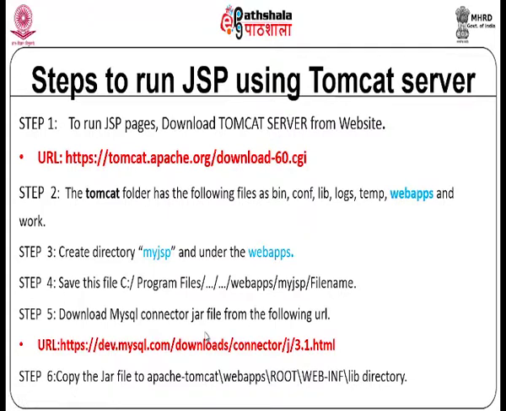Now let us look into the steps we need to run JSP using the Tomcat server. Step 1, to run JSP pages, you have to download the Tomcat server. The Tomcat server can be downloaded from https://tomcat.apache.org/download-60.cgi. You can type this URL and take the zip file. There is a zip file in the core distribution binary, and you can unzip it in the folder where you want to have your Tomcat server.